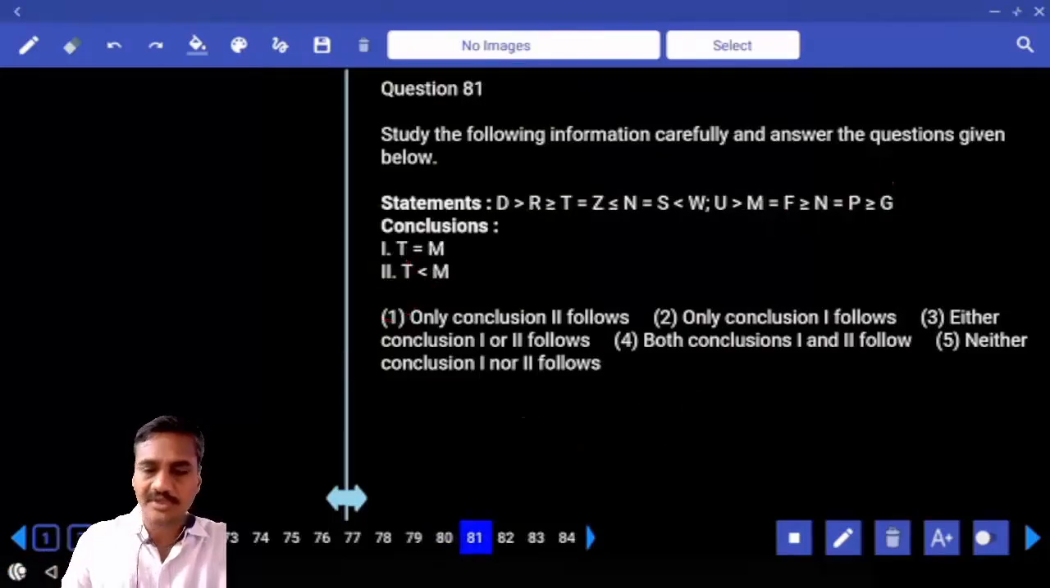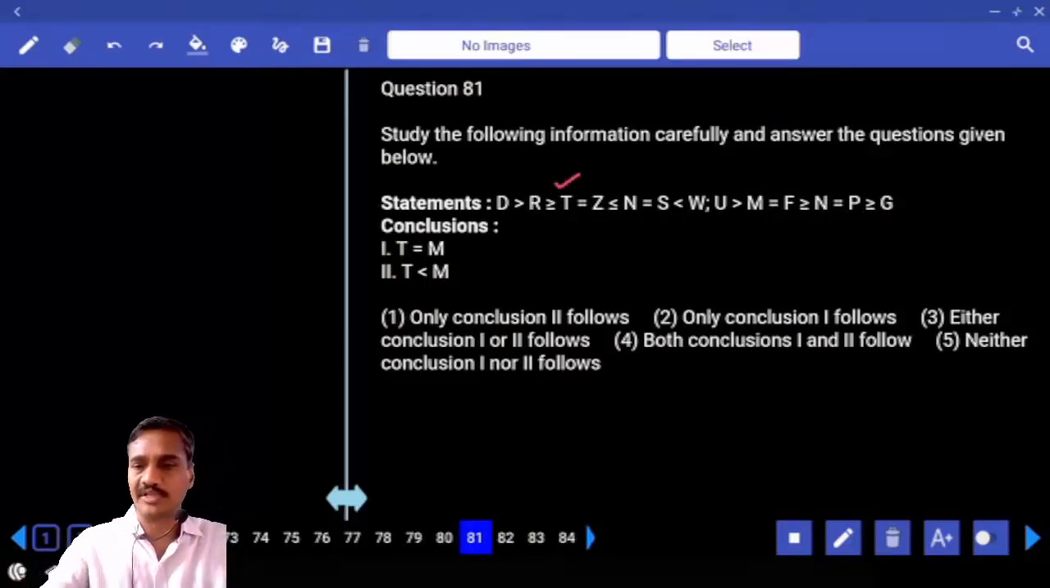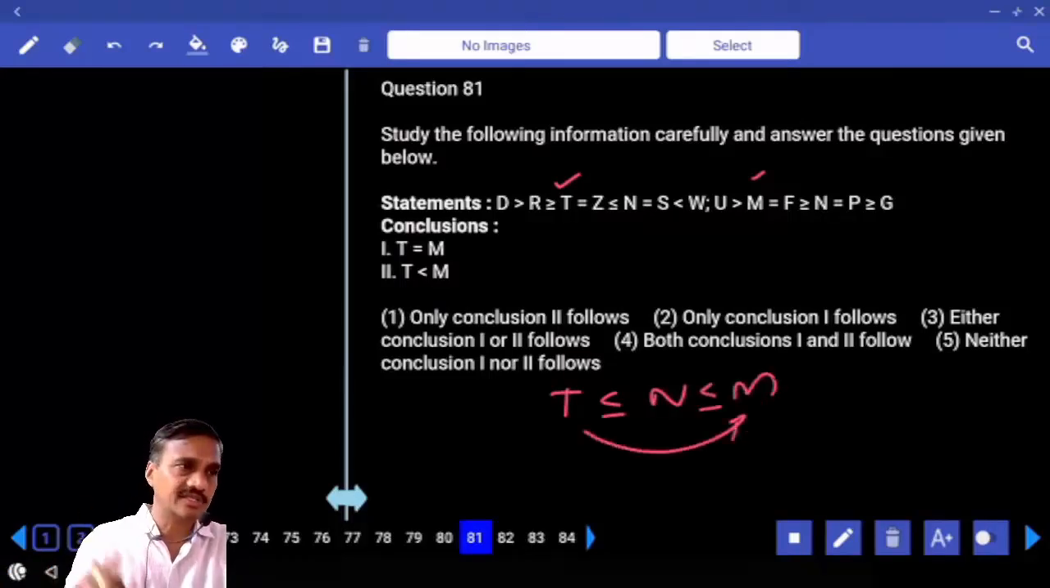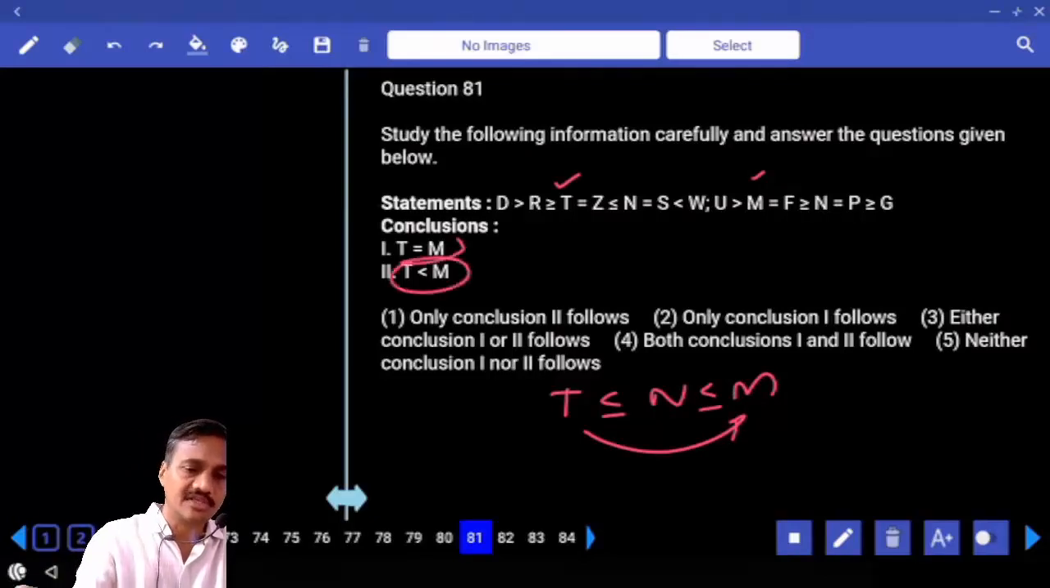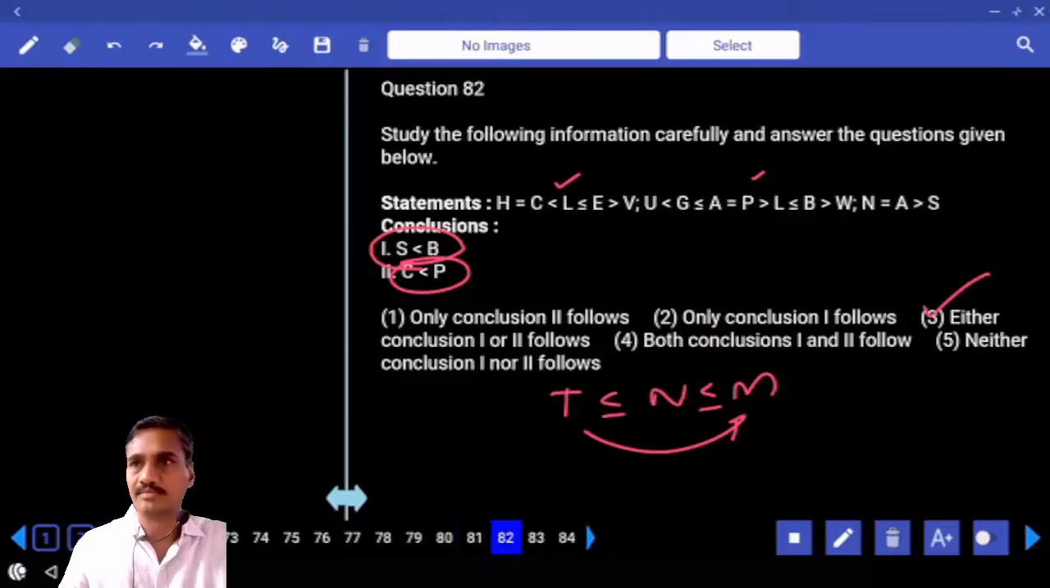And 81. Either lesser than or equals to, and both the conclusions are in between T and M. Where is T, where is M? Which element is common? N is common. That is T lesser than or equals to N. M greater than or equals to N means N lesser than or equals to M. That means T is either lesser or equal. Either one or two, choice 3, question number 81.